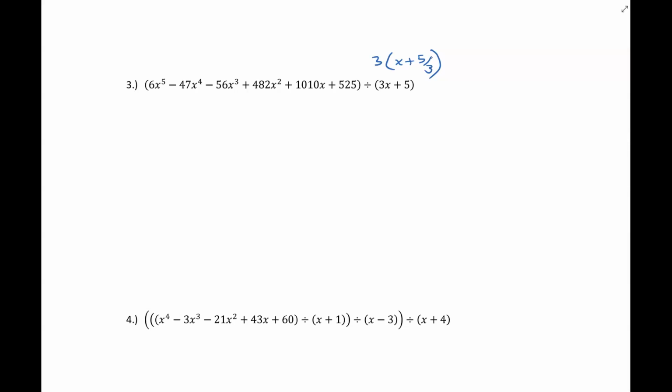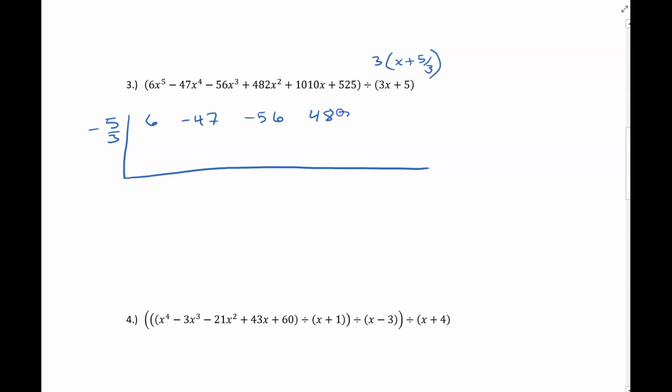Everybody see that? So now I'm going to ignore that 3 out front for now. I am going to come back to it. But I'm going to set up my normal synthetic division problem now. I have this fraction, which is maybe not my favorite thing to have to work with, but it might be a decent trade-off for having to do the long division.